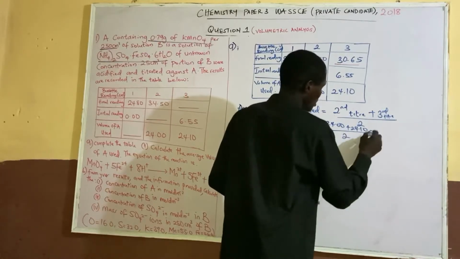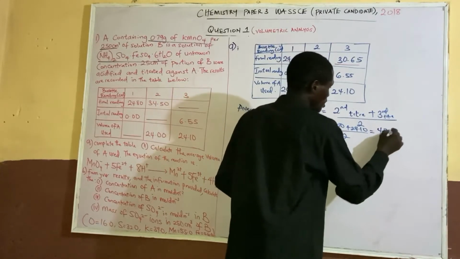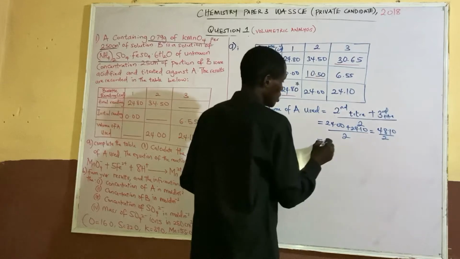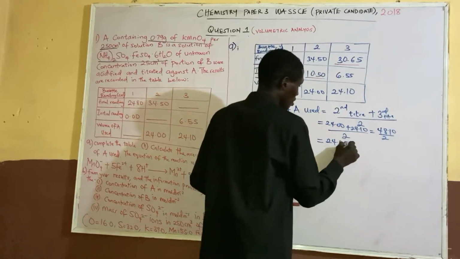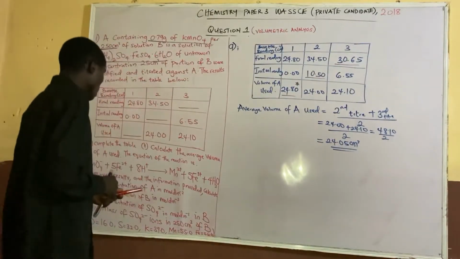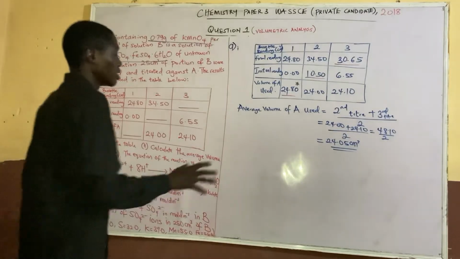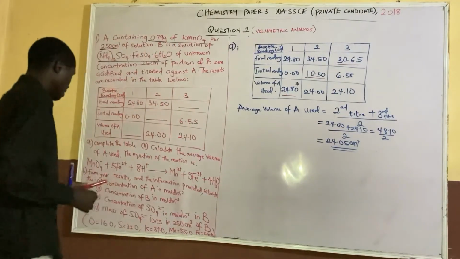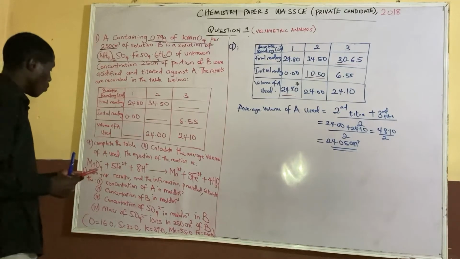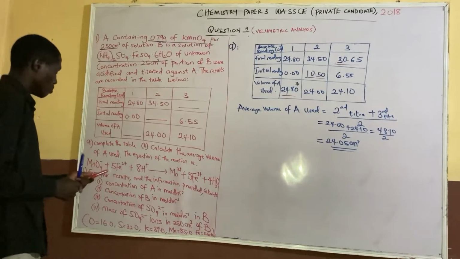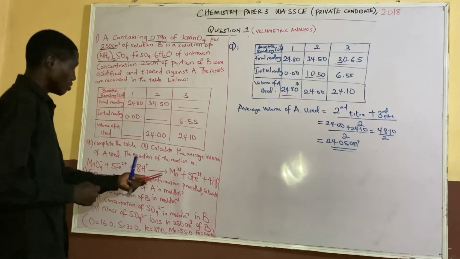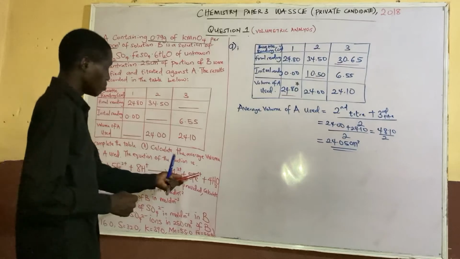When we add them together, we have 48.10 divided by 2. So the volume of AUs is now 24.05 cm cubed. Now from here, since we have the volume of AUs, what are the next things we have to do? Now the equation of the reaction is NO minus plus 5Fe2 plus H plus to give N2 plus 5Fe3 plus, and so on and so forth.